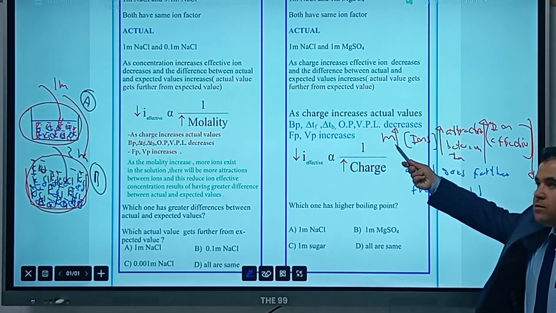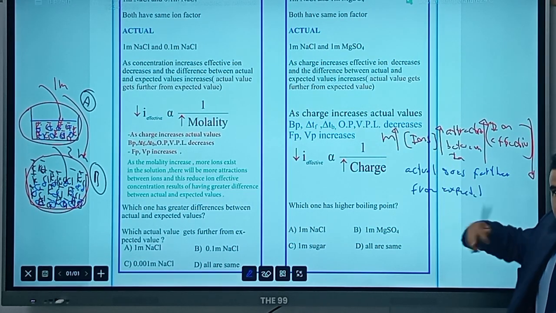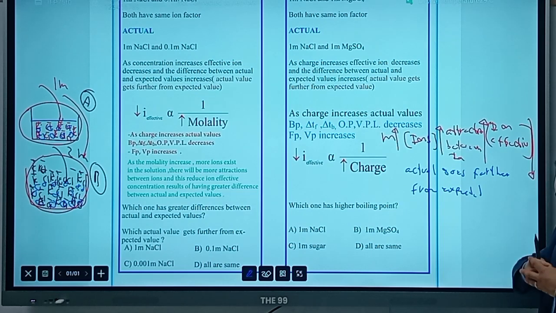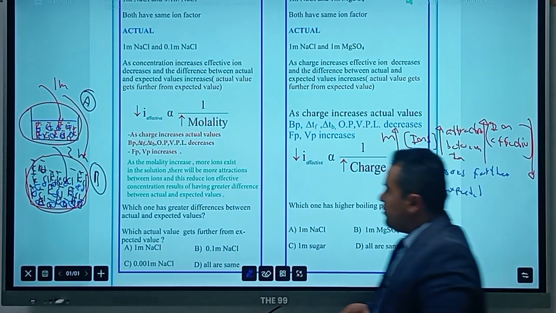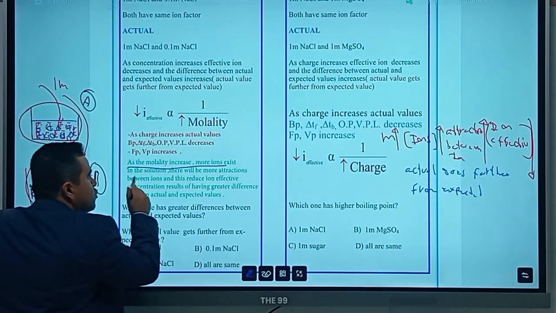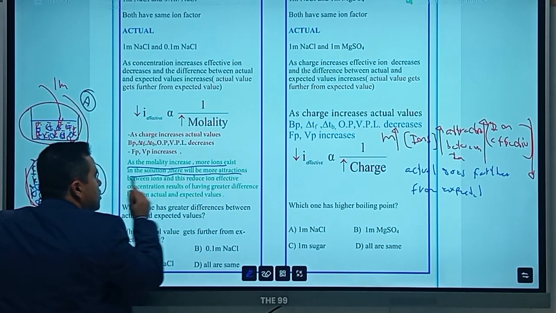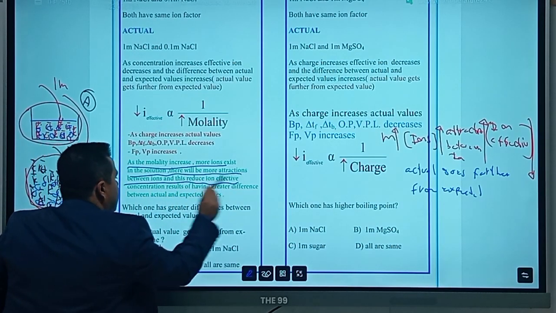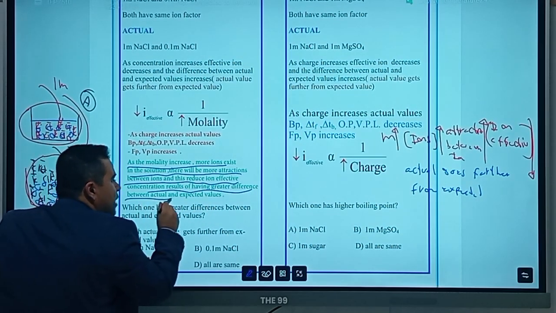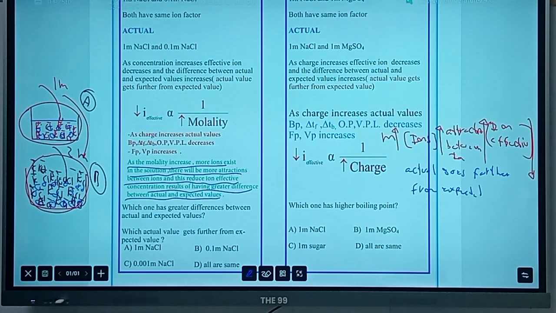As the molality increases, the ion concentration, the number of ions, increases, and the attraction between the ions increases. As the attraction increases, the ion effective concentration decreases, and then the actual goes further from the expected. I have stated this here, guys. As the molality increases, more ions exist in the solution. There will be more attraction between ions, and this reduced ion effective concentration results in a greater difference between actual and expected values.